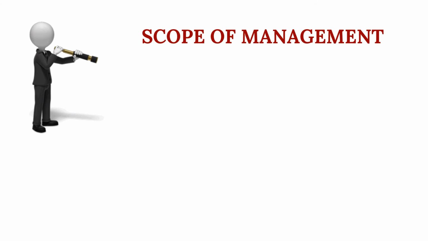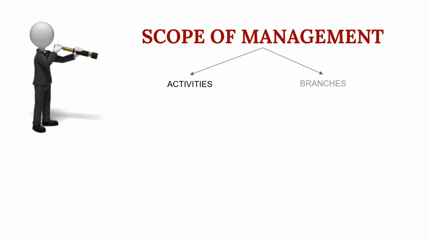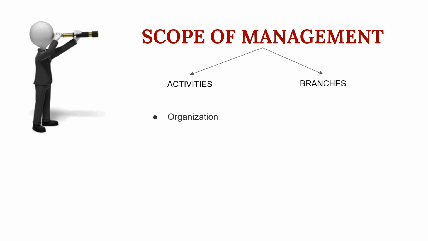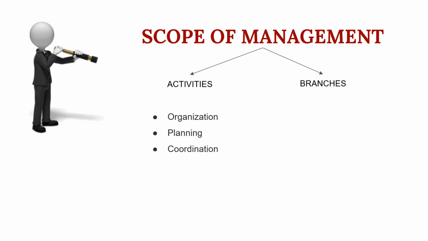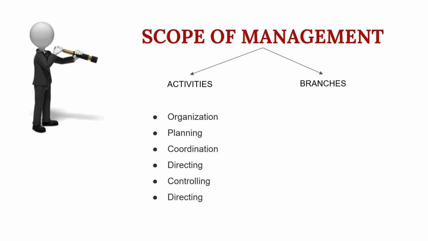Now coming on to the scope of management. Now that we have discussed the nature of management, let's discuss its scope. Its scope is quite large as it requires organization in every aspect. We can divide its scope into two sections for better understanding. The first one is activities, and the second one is branches. Under activities, there are various points which are organization, planning, coordination, directing, and controlling. These are also known as functions of management, which we already discussed earlier.